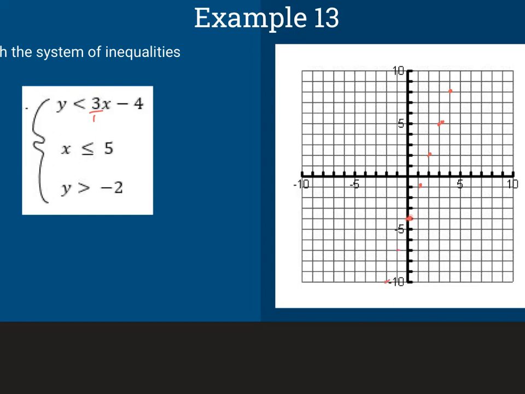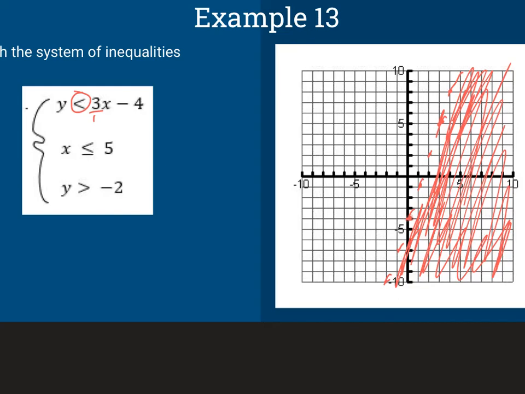Now it says just less than. There's no equal sign, so my line is going to be a dashed line. All right? Just a dashed line. There we go. So now I'm going to look at my inequality, and it says less than. So I need to shade all the y values less than this equation. So it's all these y values here, and I shade this side of my line. All right? Now let's take a look at the next equation.